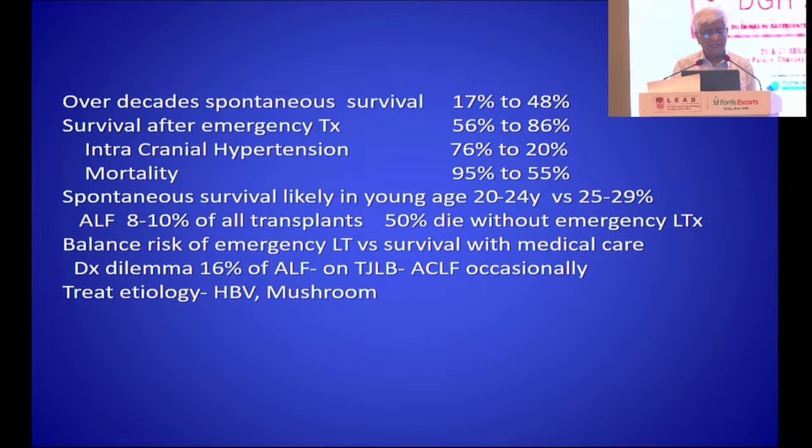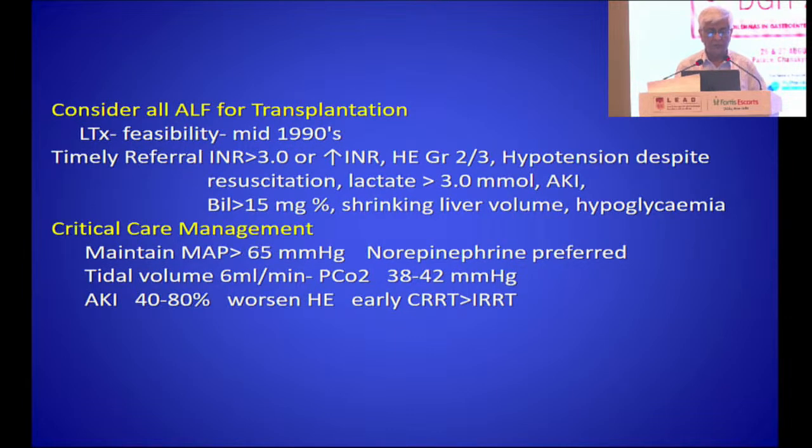There is one dilemma whenever you are taking up these patients of ALF: when you do a TJLB, one of the studies has shown that about 16% of these patients which were diagnosed as ALF initially turned out to be ACLF. But one needs to treat the etiology: hepatitis B, mushroom, you have antidotes, and paracetamol, which is not common here, could be treated. But whenever these patients come to us, consider all of these patients for transplantation. And they should be referred in a timely manner.